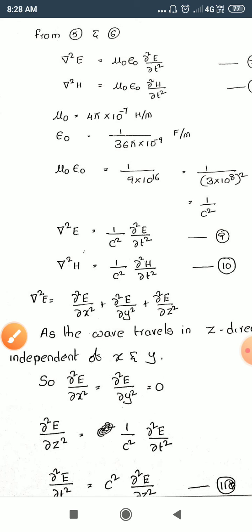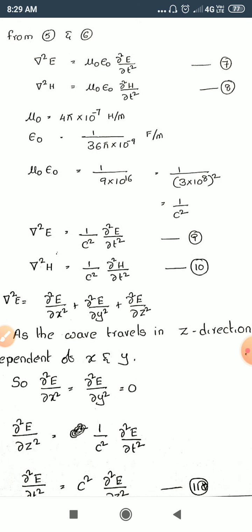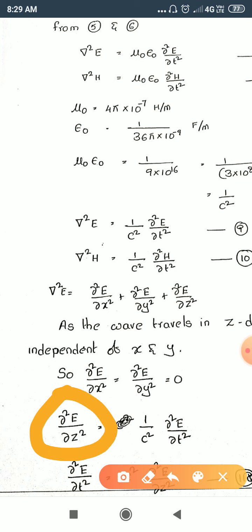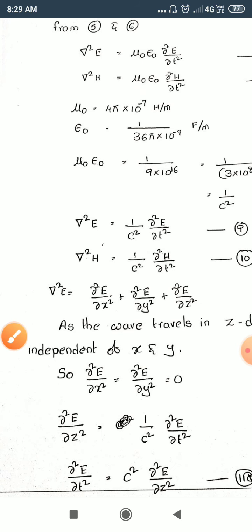Now, what is del square E? We know the expansion of del square E. The wave is traveling along z direction here, so it is independent of x and y. So dou square E by dou x square and dou square E by dou y square will be equal to 0. So only dou square E by dou z square will be there, equal to 1 by c square dou square E by dou t square. This is from equation 9. Now dou square E by dou t square is taken to this side, and by interchanging, we will get equation 11.